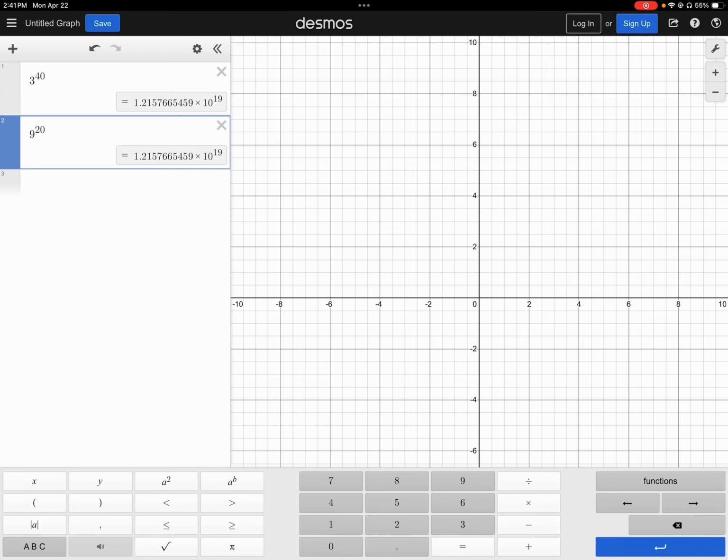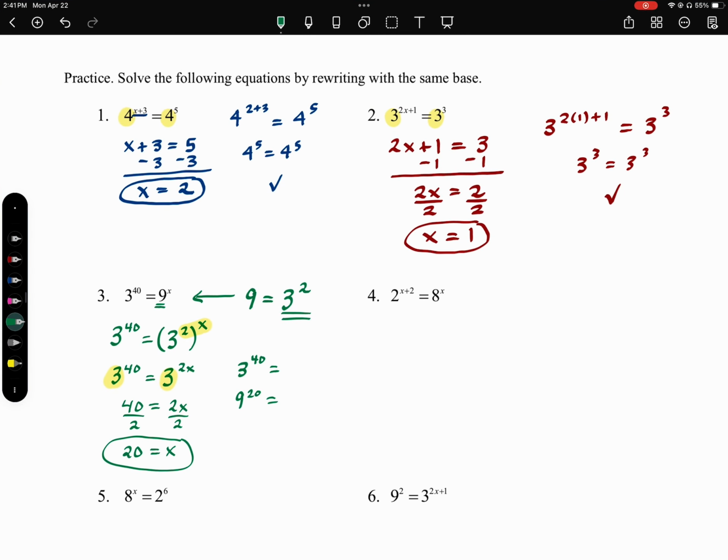And you see there's evidence that they are the same. So we know that it is correct. So we'll just say that these are equal. That's a big number. We don't need to write it all the way out. All right, so let's look at number 4 now.